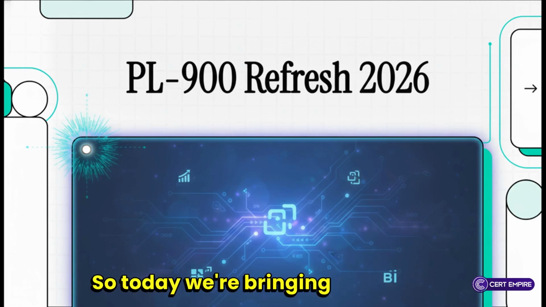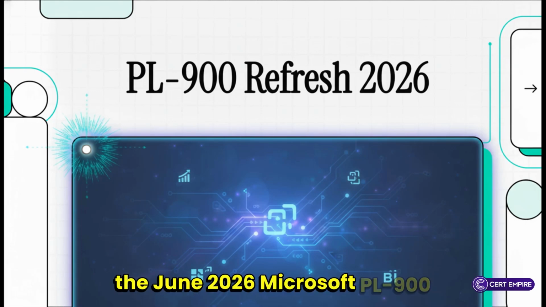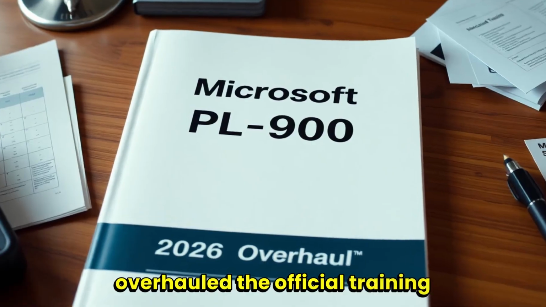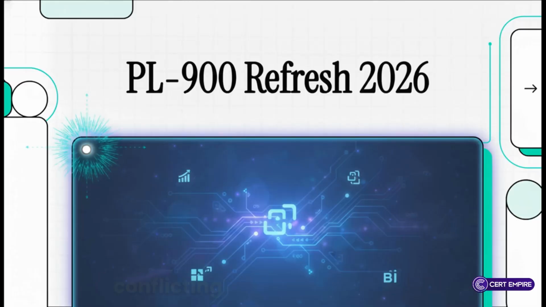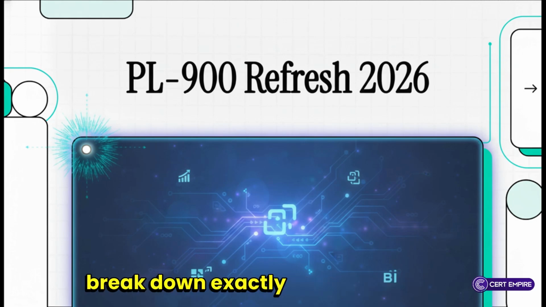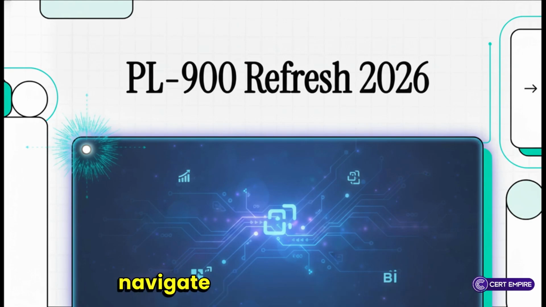So today, we're bringing you a really crucial explainer covering the June 2026 Microsoft PL-900 Power Platform Fundamentals update. Microsoft has literally just overhauled the official training for this exam, and there is so much conflicting information floating around out there right now. But don't worry, we're going to break down exactly what this means for you, what you actually need to study, and how to successfully navigate this massive update. So let's dive right in.